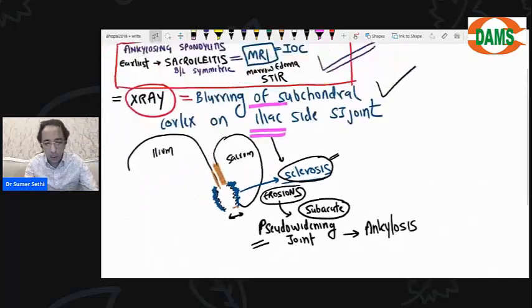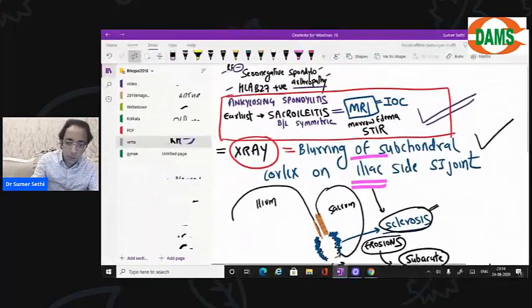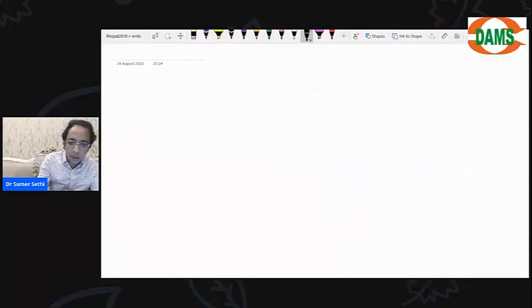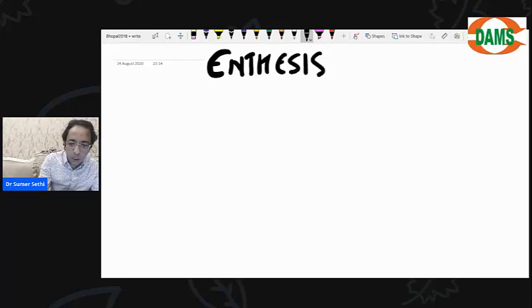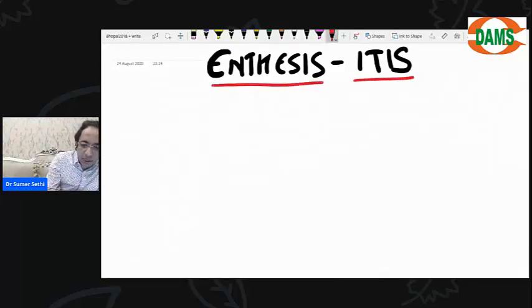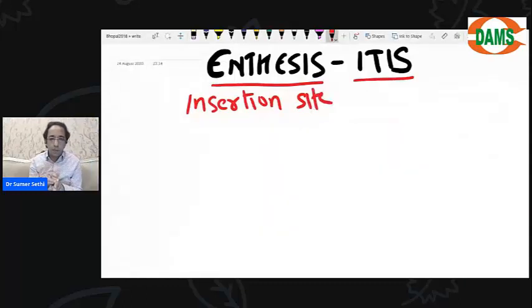Okay. Now, once you are clear, what will happen in the spine? This is in the SI joint. Ankylosing spondylitis leads to enthesitis. What is enthesis? Enthesis is the insertion site. In the bone, wherever a tendon or ligament is inserted is called enthesis. Itis is inflammation.